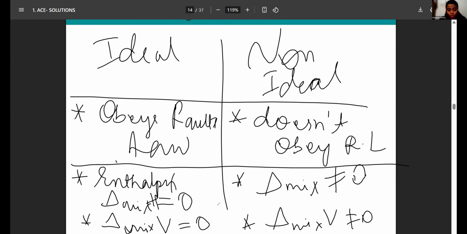Again, the ideal solutions have two other properties other than obeying Raoult's law. The enthalpy of mixing the pure components to form the solution is 0, and the volume of mixing is also 0. Just remember the volume and enthalpy of mixing two pure components. That is important. You should mention pure components. As of now, just remember these three important differences between ideal and non-ideal solutions.